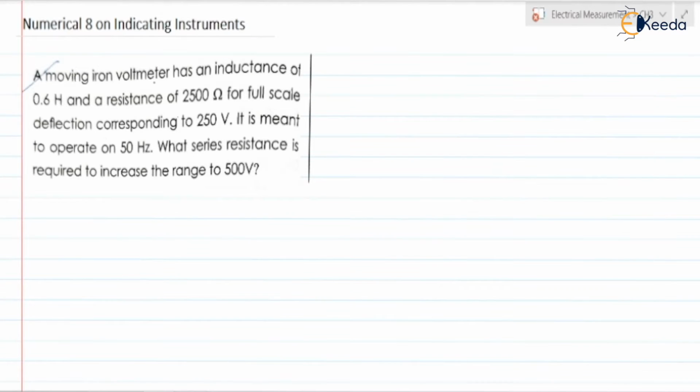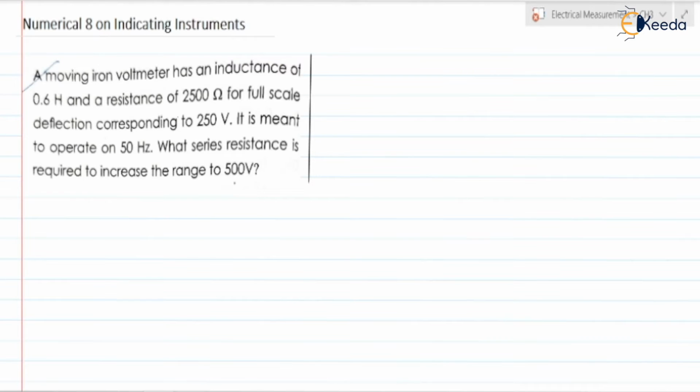A moving iron voltmeter has an inductance of 0.6 Henry and a resistance of 2500 ohm for full scale deflection corresponding to 250 volt. It is meant to operate on 50 Hz. What series resistance is required to increase the range to 500 volt?